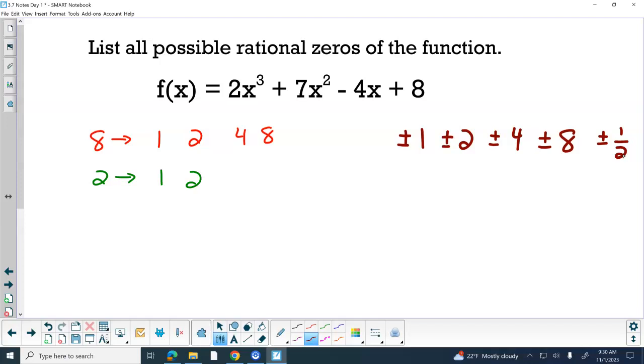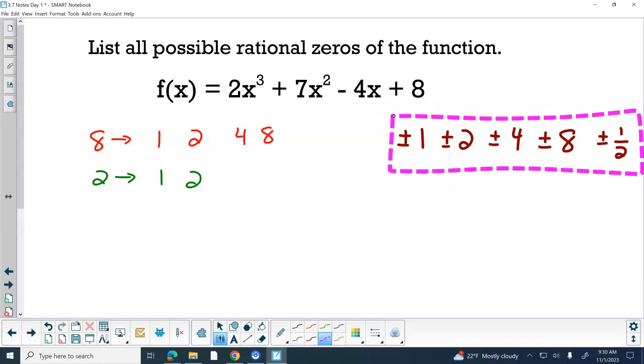8 divided by 2, 4. Got it already. Don't have to repeat those values. Okay? So there are the 10 possible zeros that we can get. All right? Let's do this.